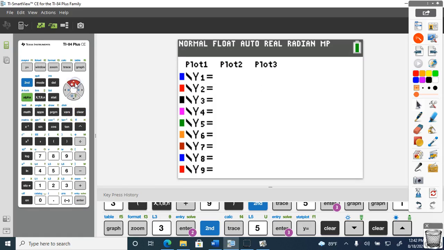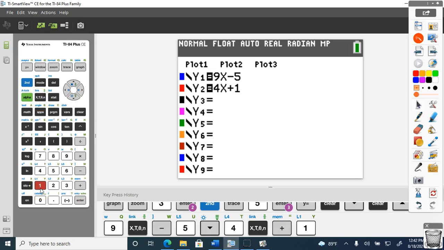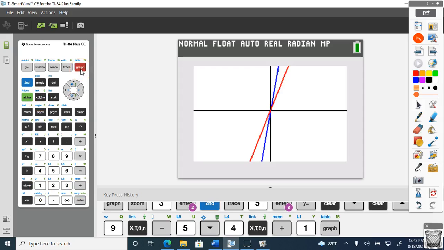What is the left part of the equation on 14? 9x minus 5. And on the right side, it's what? 4x plus 1. Make sure you graph it first.